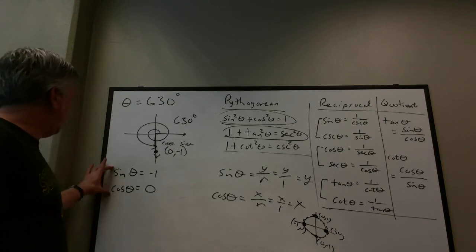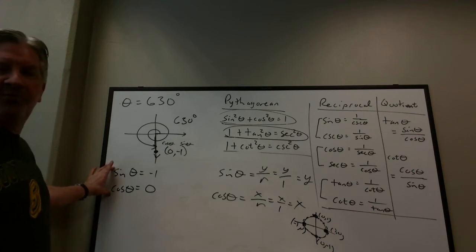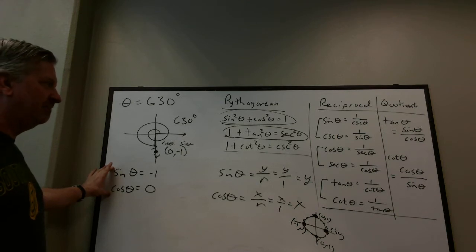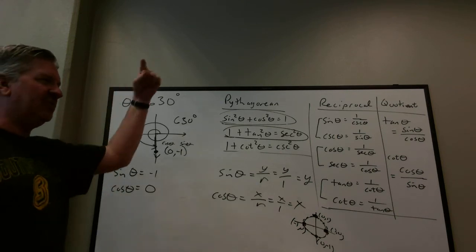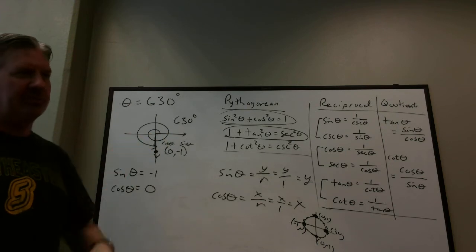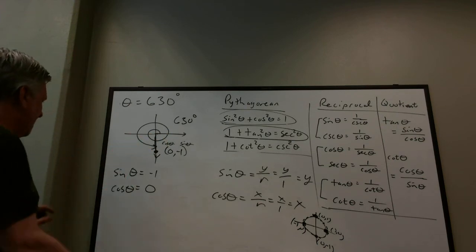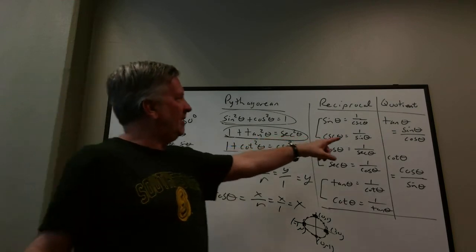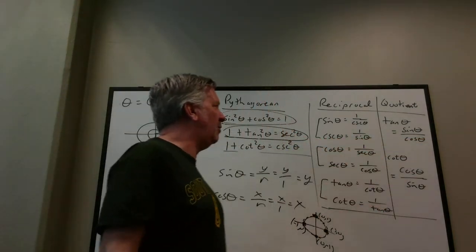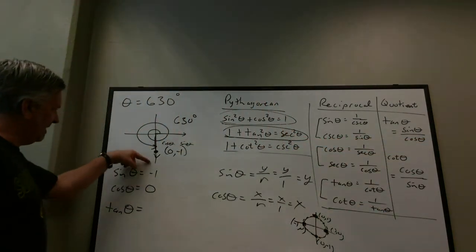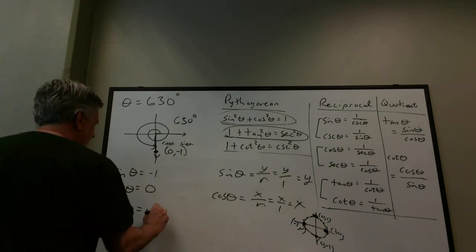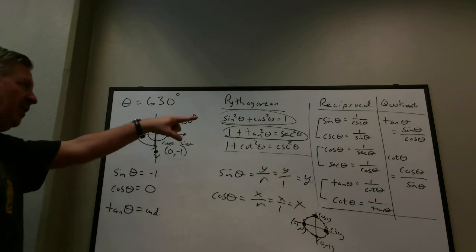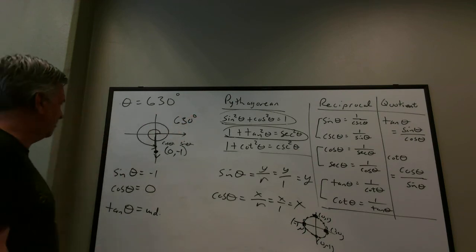Once I have sine and cosine, I can get the other 4 trig function values by reciprocals and quotients. In the last section, I found sine, cosine, tangent, and used reciprocals to find the other 3. But here, how do you get tangent? Our quotient identity says tangent is sine divided by cosine. Negative 1 over 0 is undefined. So once you have sine and cosine, with all these identities, you can get all 6 trig functions.